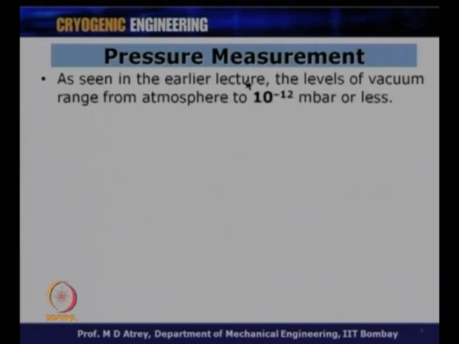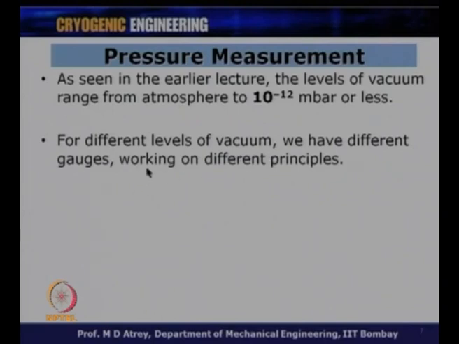As seen in the earlier lecture, the levels of vacuum range from atmosphere to 10 to the power minus 12 millibar or less. For different levels of vacuum, we have different gauges working on different principles. This is the most important thing. If I have a level up to minus 2 or minus 3 or minus 4, I can have a particular gauge. If I am talking between minus 4 and minus 6, I have another vacuum gauge working on a different principle. And if I want to measure vacuum of very low pressure, that means minus 9, minus 10, minus 11 and so on, then I have to have a different kind of vacuum gauge. Therefore, it's very important to know on what principle these vacuum gauges work.